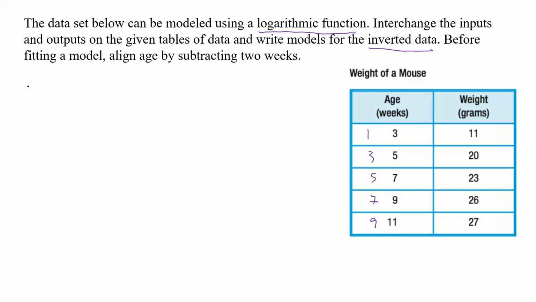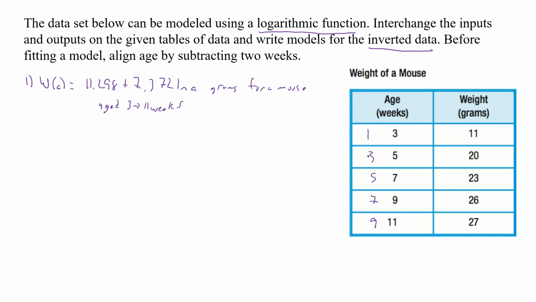So our log model, we'll put in number 1, and we'll say it's W of A, and that's equal to 11.298 plus 7.372 ln of A, and that's grams, and that's going to be for a mouse aged from 3 weeks to 11 weeks. All right, now that's the model.